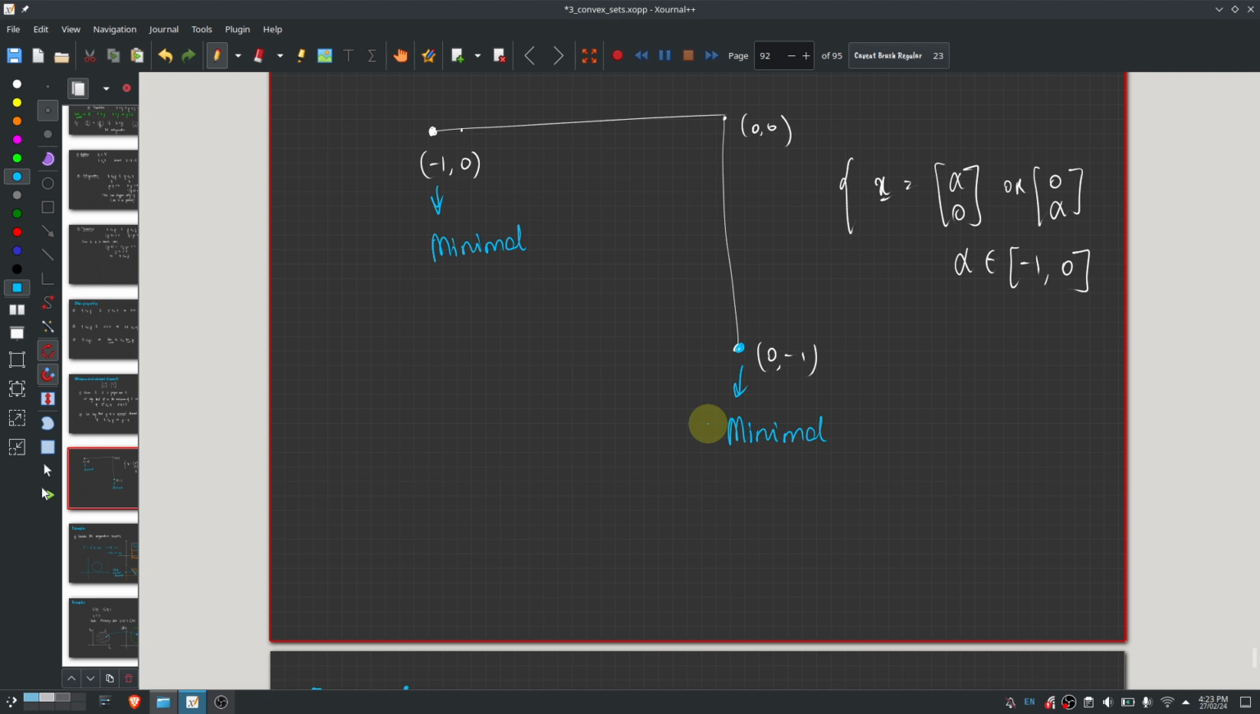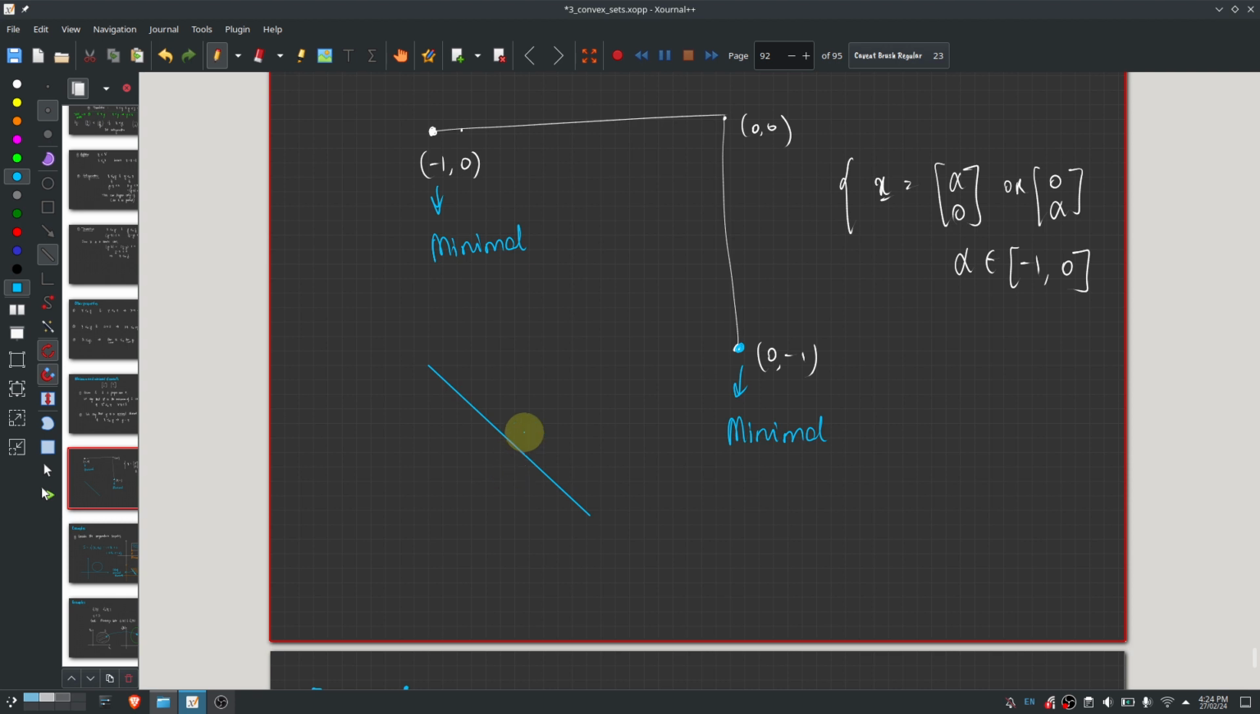Then all the points are minimal. Yes. So for example, let's consider a line that looks something like this, that makes an obtuse angle with respect to the horizontal axis, right? Can you compare any two points with each other?